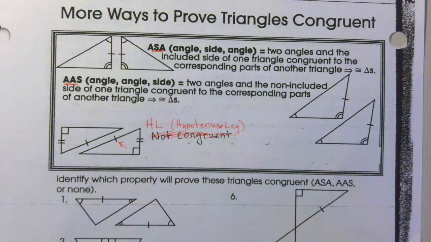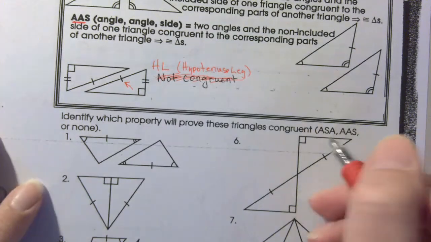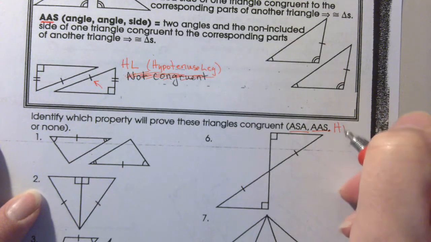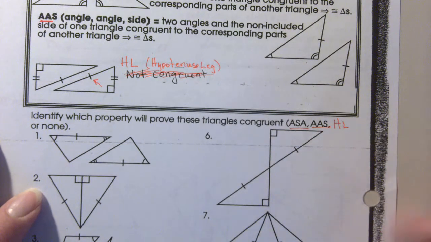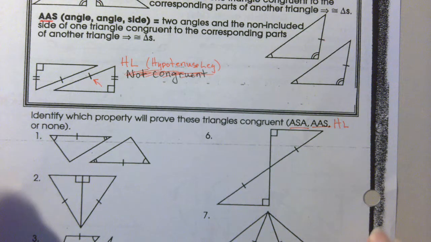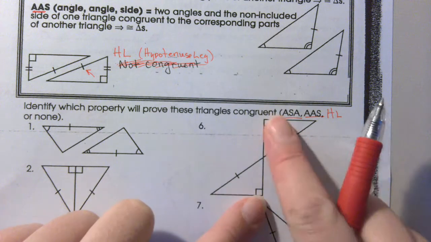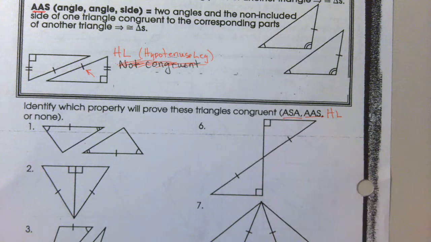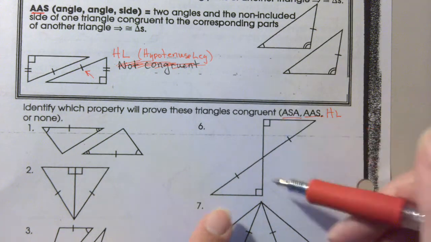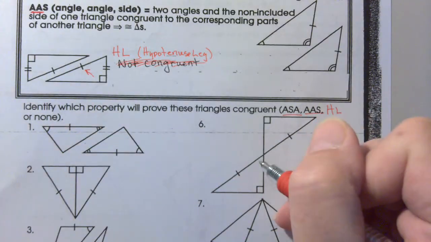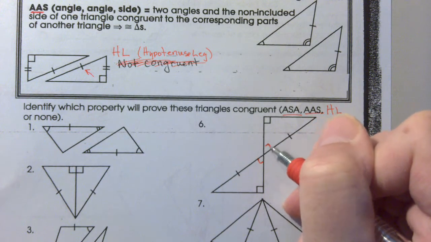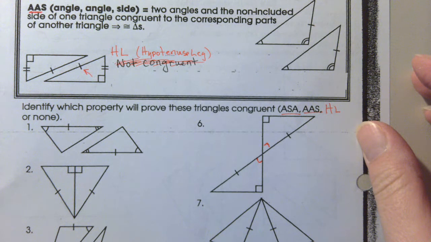All right, so let's look at a couple of these. We are only using ASA, AAS, and add in here HL for hypotenuse leg. I'm going to jump around a little bit. If you look over here at number 6, I have a side and an angle. You can't make something up. I can't tell you this other side is congruent or that this side is congruent, but I can tell you that vertical angles are congruent. So you have to bring some of your knowledge to the table.